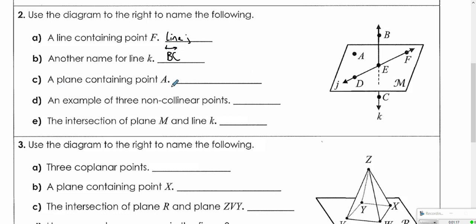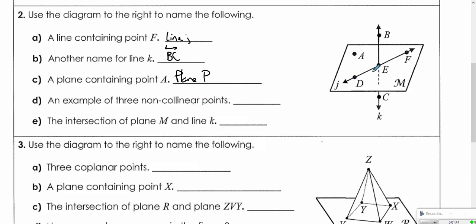A plane containing point A. All right, now there's only one plane in the picture. This plane right here, it's got point A. And I'm going to use the name of it, which is this M. Notice this M is not a point. Okay, I'm going to use that. So I'm going to call it plane P.